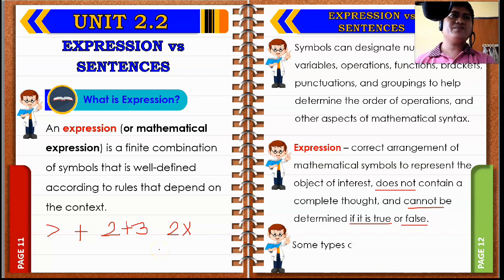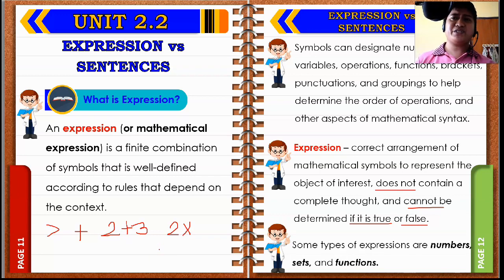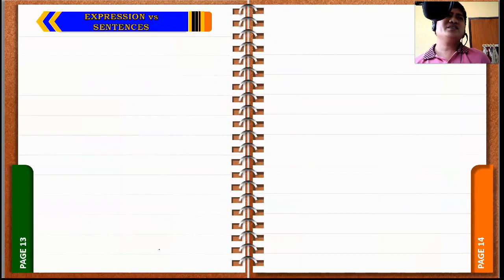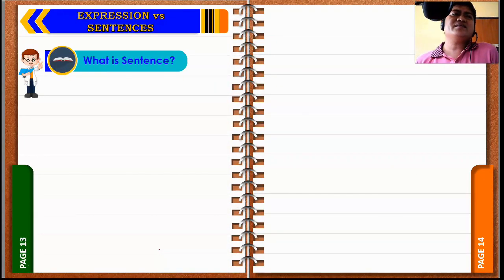Now, what is it all about? Expression. So some types of expression are numbers, sets, and functions. Okay? So those are expressions. Digits are expressions, sets are expressions, and functions. Now, what is the difference? But now is a sentence.